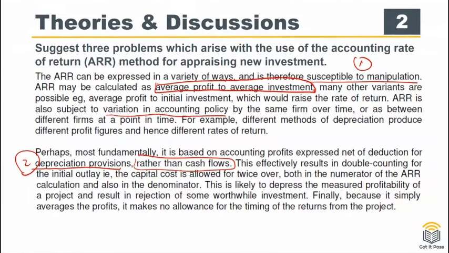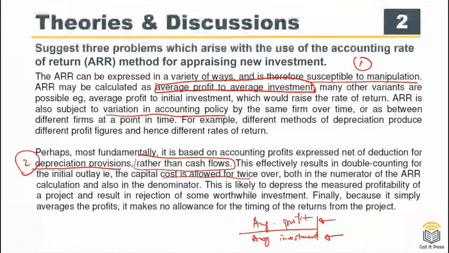Depreciation is the capital charge, right? It's the charge of capital in your profit and loss account, in your P&L. And one important part is that in the formula, you are adopting the average profit divided by average investment. Investment is your capital, and you also counted the capital charge in your profit calculation. So it's double counting of your initial outlay. The capital cost is allowed for twice.